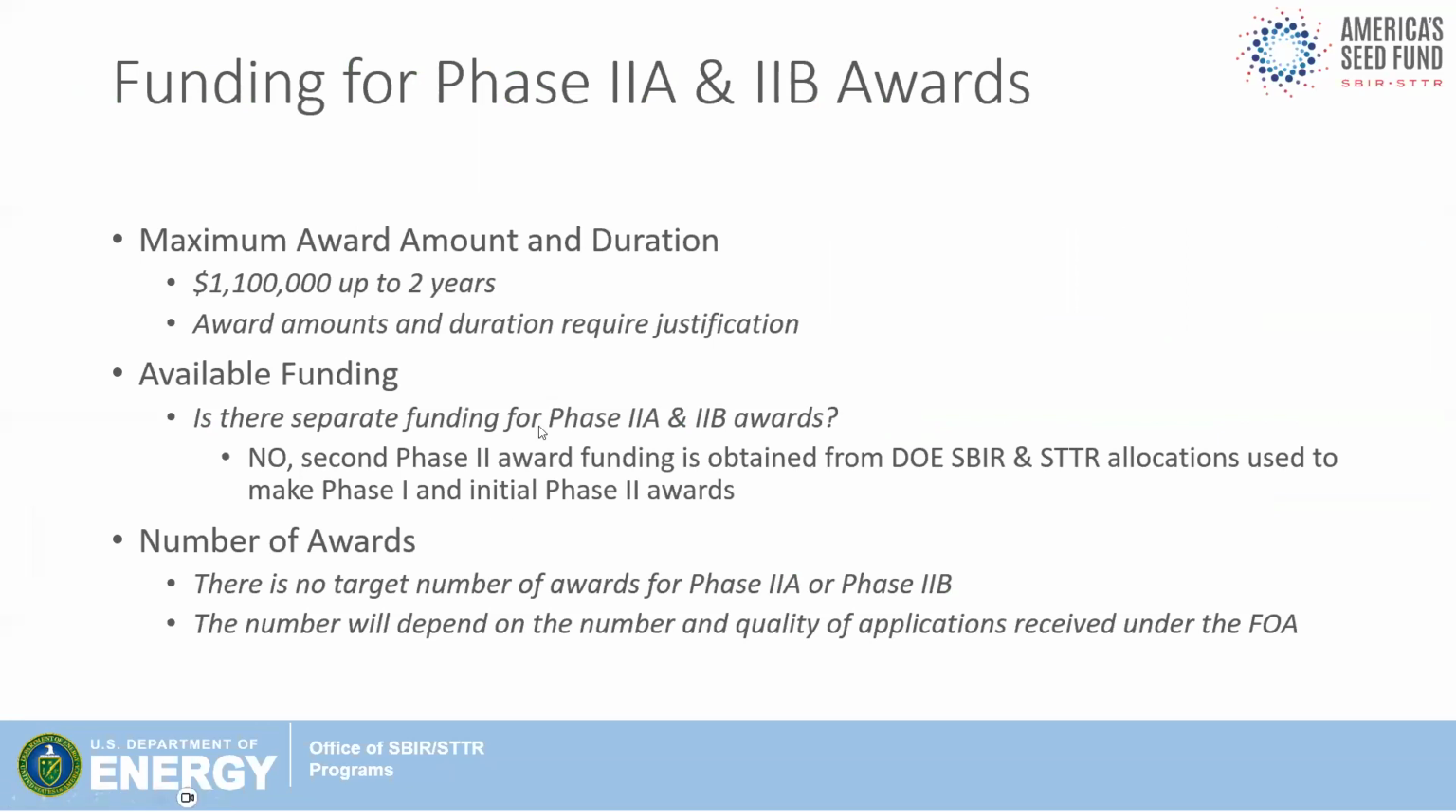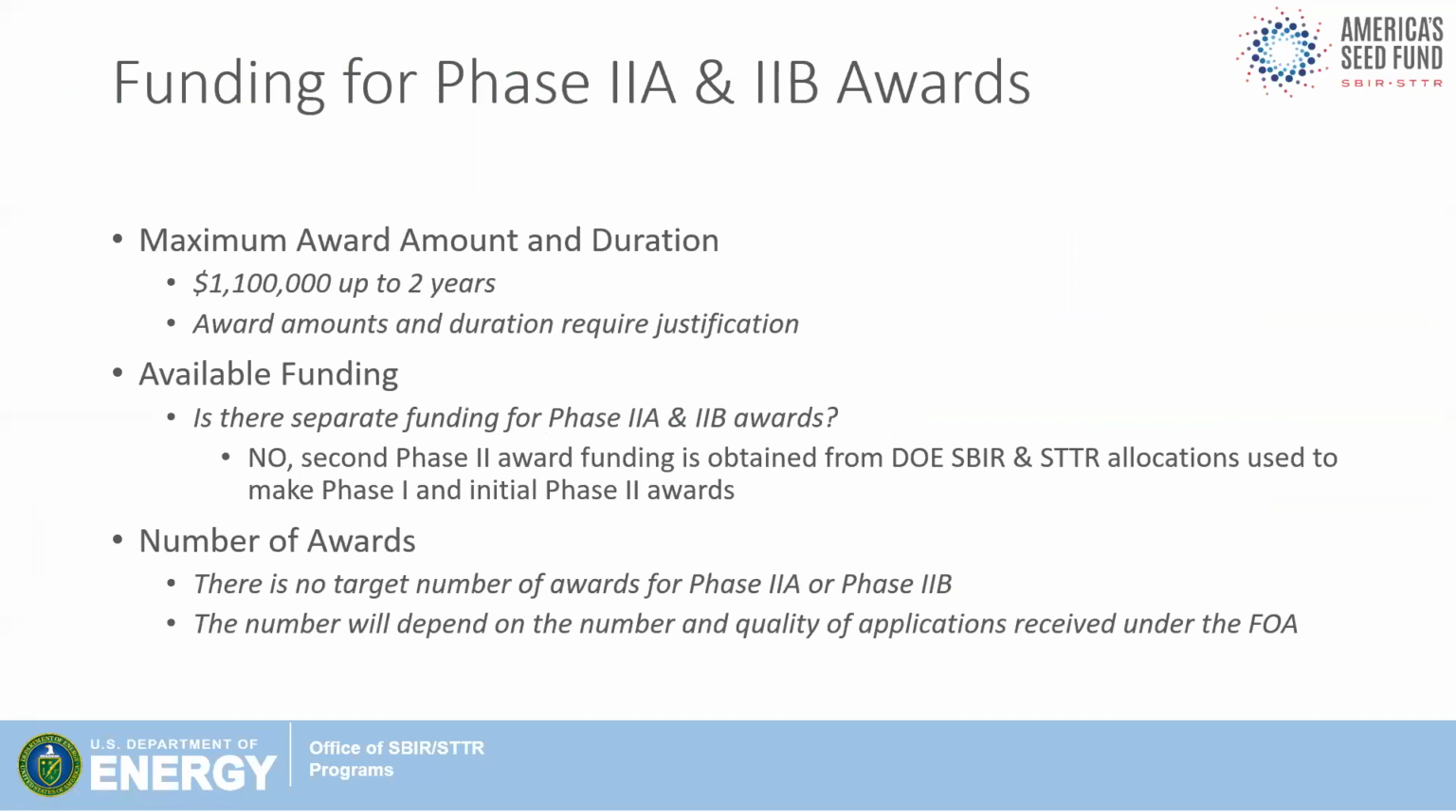Now, for both phase 2A and 2B, the maximum award amount is 1.1 million for 2 years, independent of what your phase 2 award was. Some of you may have had larger phase 2 awards of 1.6 million. All phase 2A and 2B awards are maximum 1.1 million.